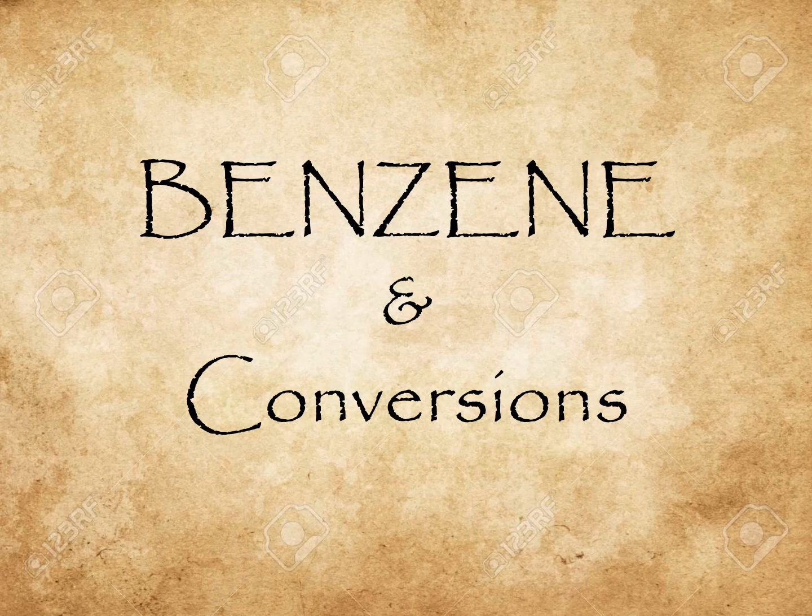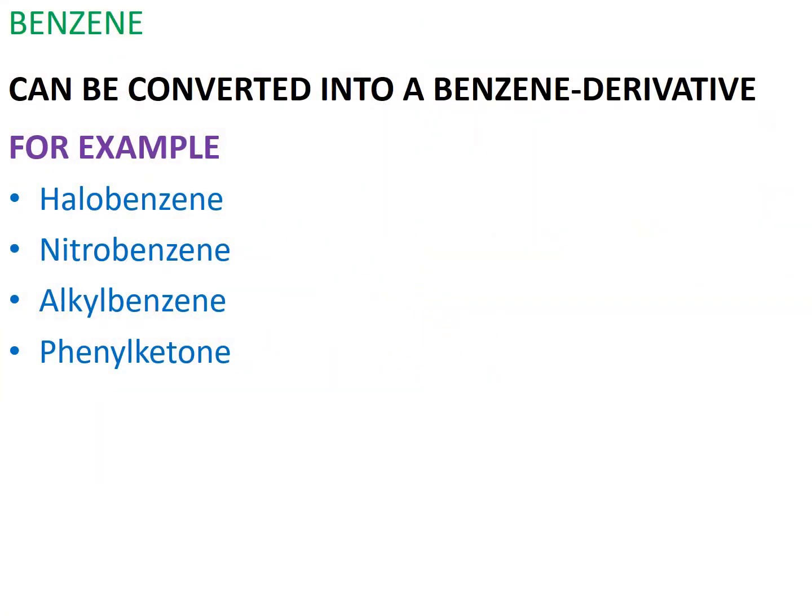This video will look at how we can convert a benzene molecule into one of the four types of monosubstituted benzene derivatives covered in the previous video. The four benzene derivatives we're going to look into are halobenzenes, nitrobenzenes, alkylbenzenes, and phenylketones, otherwise referred to as acylbenzenes.